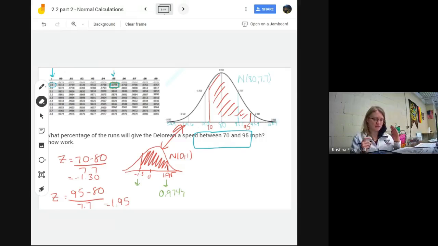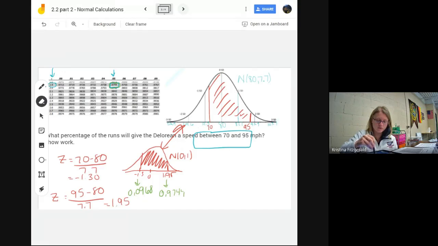And we're basically at the negative 1.3 row, and then the first column, which is the 0 column. So if I do that, I'm going to get 0.0968 for my area. So I have 2 different areas. Here's how we can look at it.